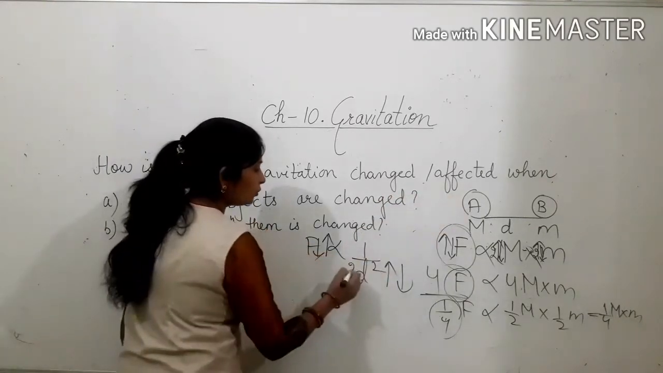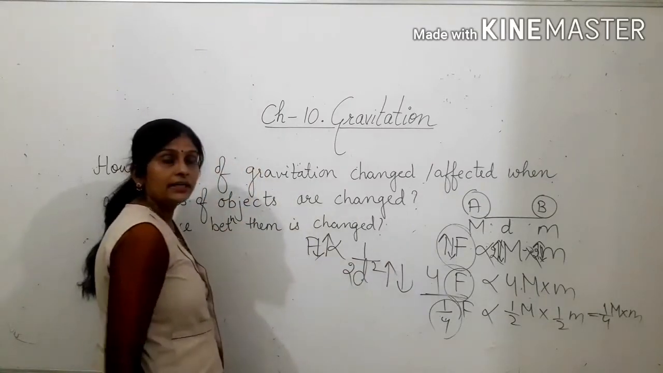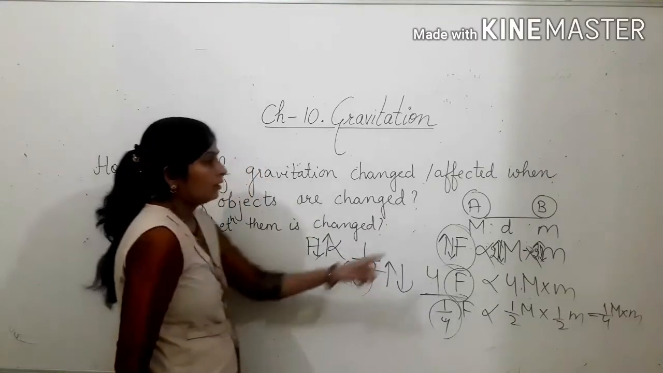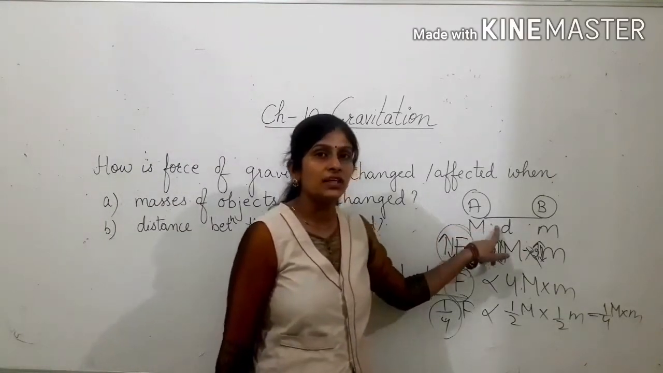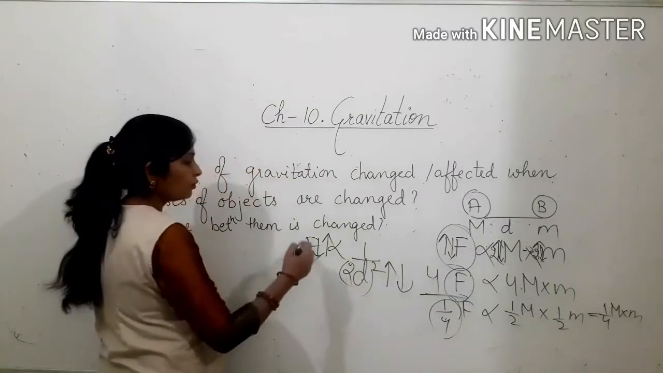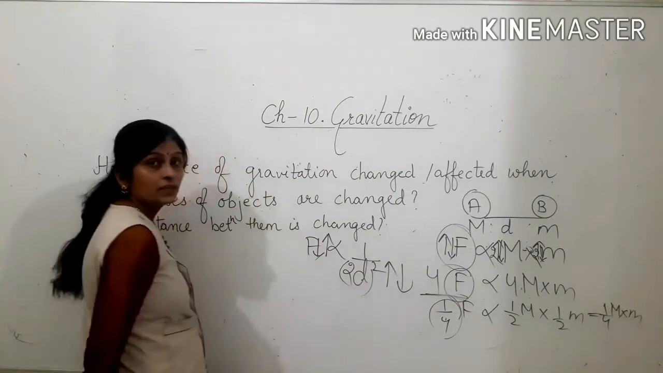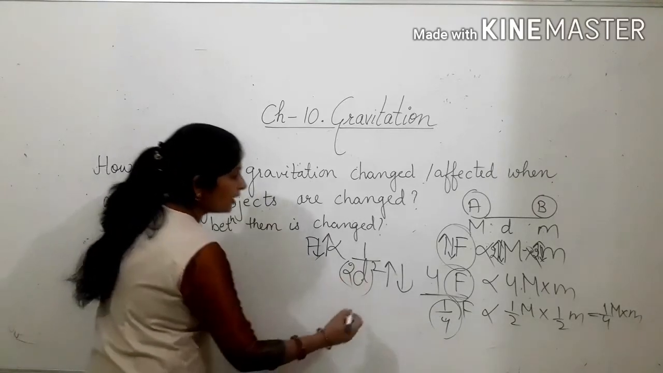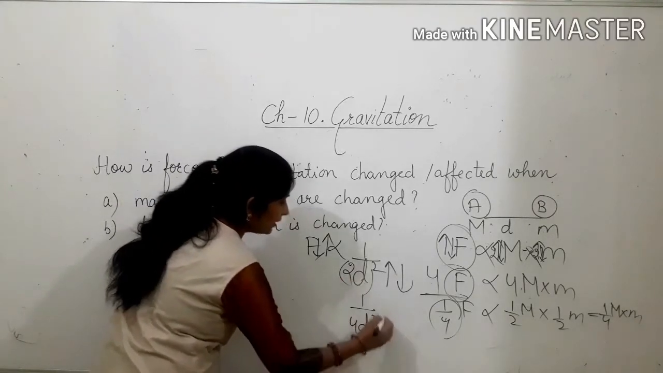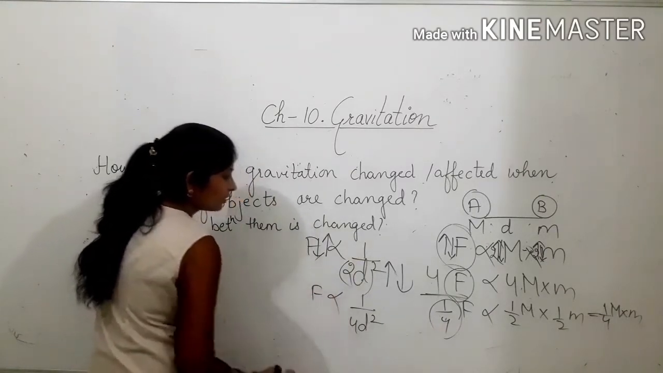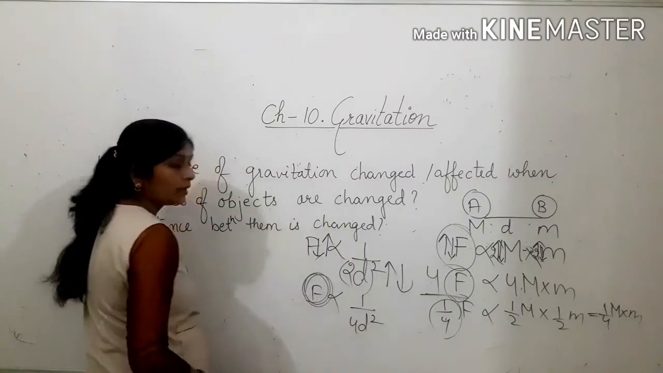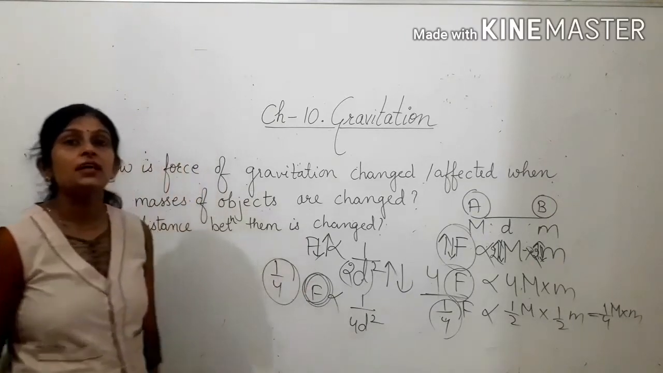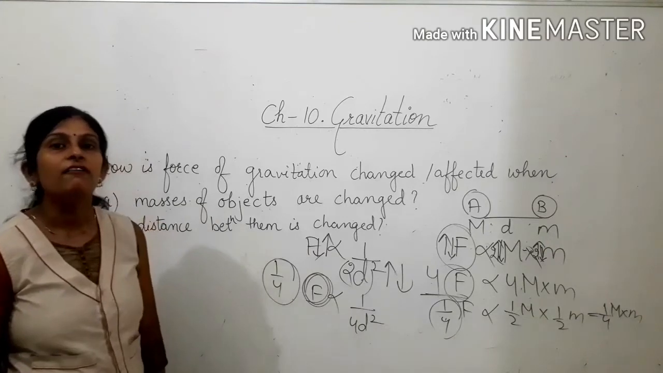If the distance between the two objects is doubled from the previous value, previously it was d, now it's 2d, then force is inversely proportional to the square of the distance between them. So now the distance is 2d, its square is 4d square. It means force becomes 1 upon 4th of its previous former value.